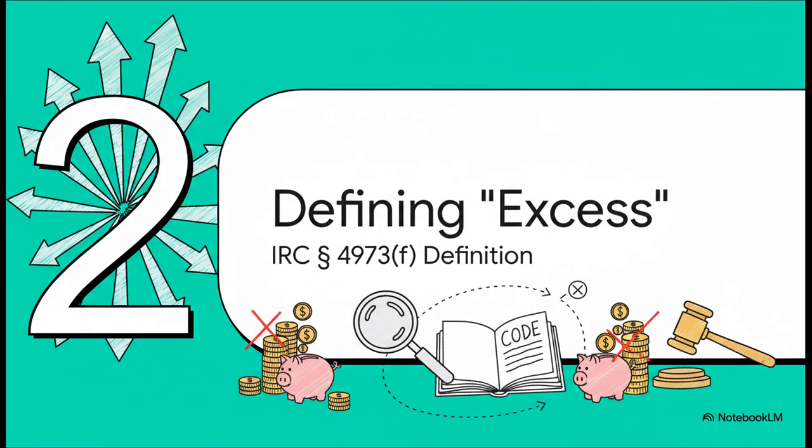So moving on to Section 2, we've established it's a tax. But what actually triggers it? What is the contraband here that we're looking for? Well, for that, we have to go straight to the source, to IRC Section 4973(f), for the official definition.